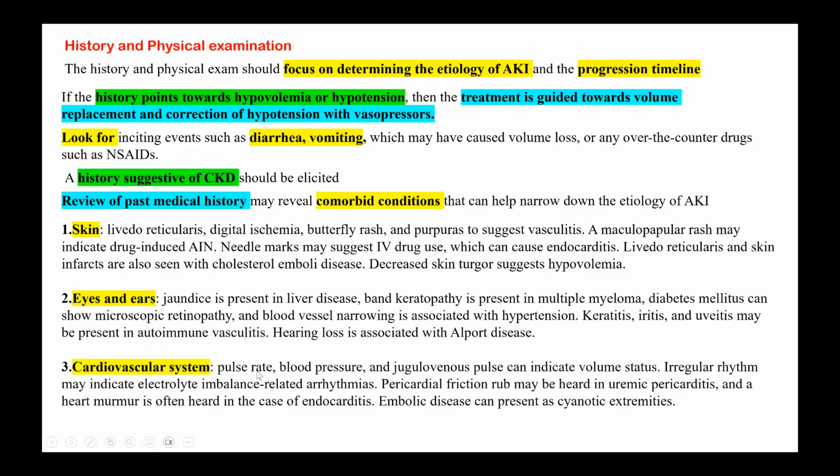In the cardiovascular system, pulse rate, blood pressure, and JVP rise all indicate the volume status. Irregular rhythm may indicate electrolyte imbalance related to arrhythmias, and a pericardial friction rub may be heard in uremic pericarditis, and a heart murmur is often heard in endocarditis. Embolic diseases can present as cyanotic extremities.